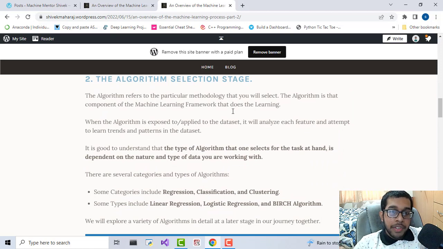The algorithm refers to the particular methodology that you will select. The algorithm is that component of the machine learning framework that does the learning. Now it is very important, guys, once you understand that, you see, oftentimes people say that the model is what does the learning. Now the model does not do the learning. The algorithm does the learning for the model. The algorithm learns, and the output, the finished state of the algorithm, is what we call a model.